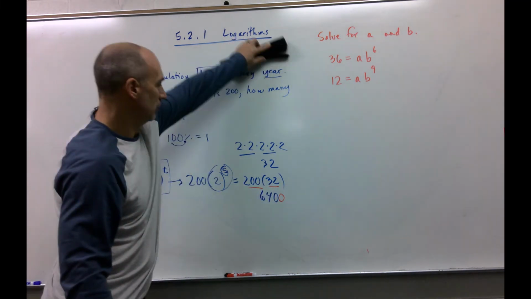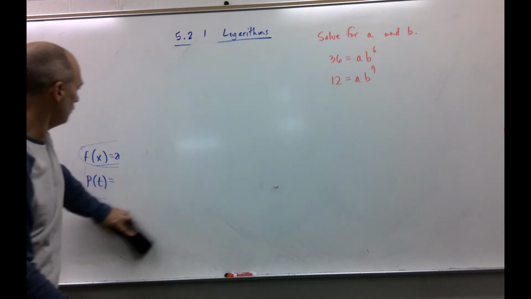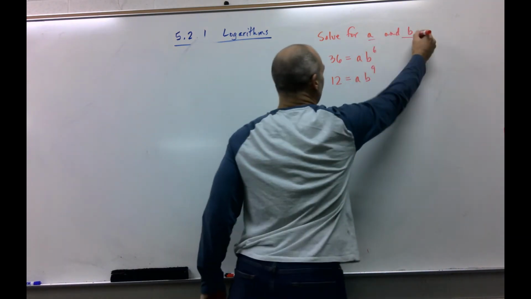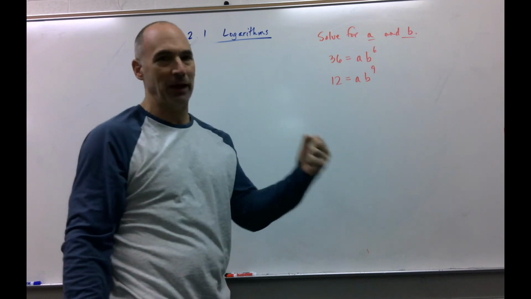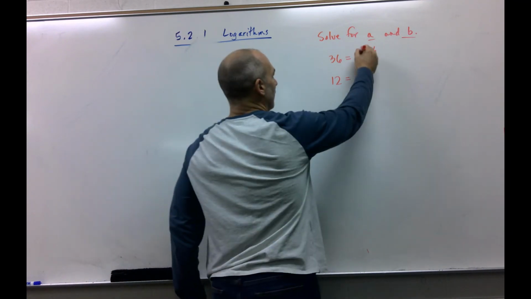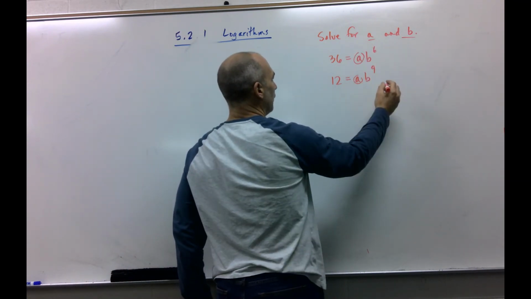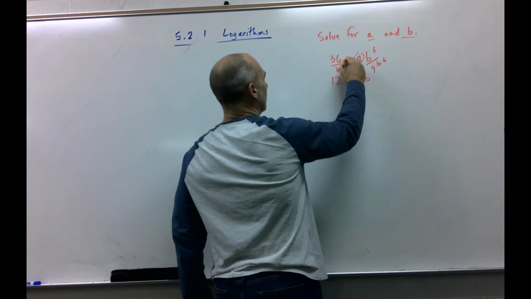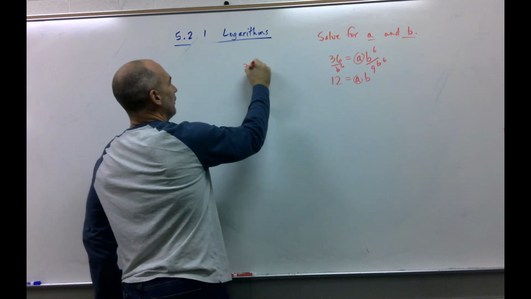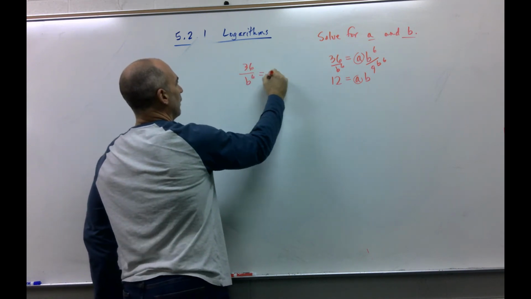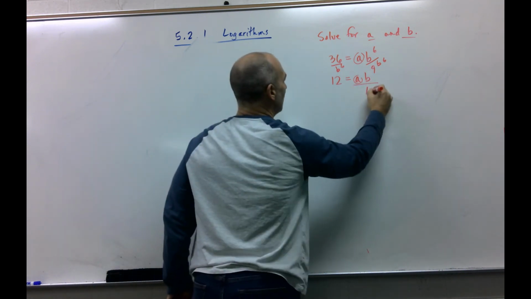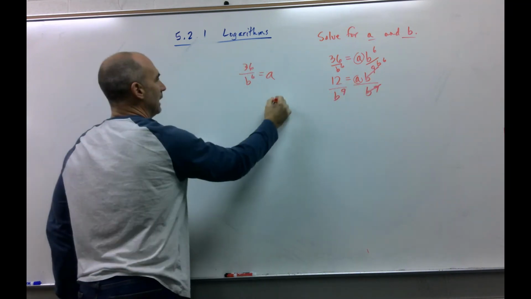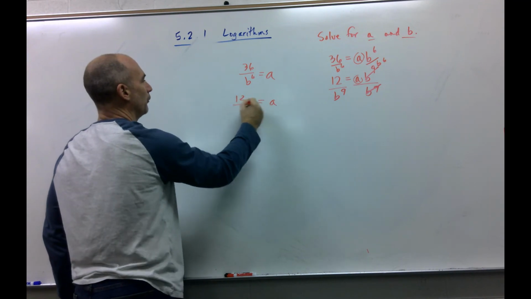Okay, with that being said, we're going to move on to problems that are pretty bizarre. Solve for A and B. This is an ACT/SAT special. So you can see that A is sitting by itself in both of these. So I'm going to divide this by B to the 6th. Divide this by B to the 6th. So I get 36 over B to the 6th equals A. If I divide that by B to the 9th, divide that by B to the 9th, I get A is 12 over B to the 9th.